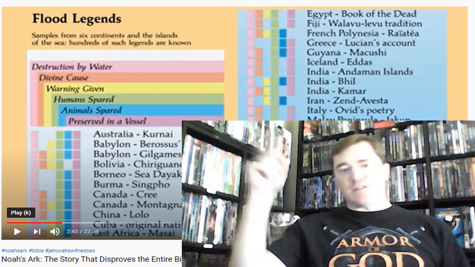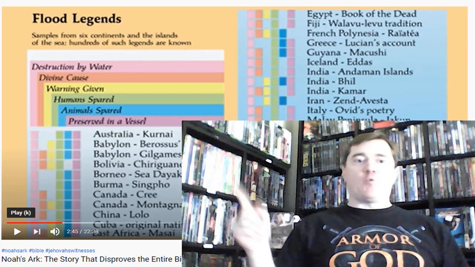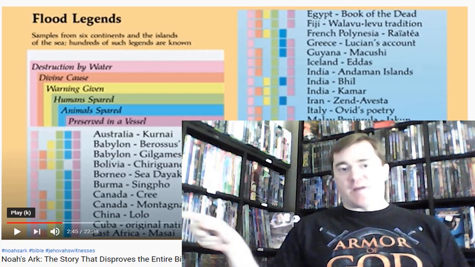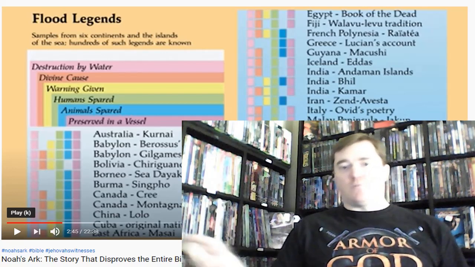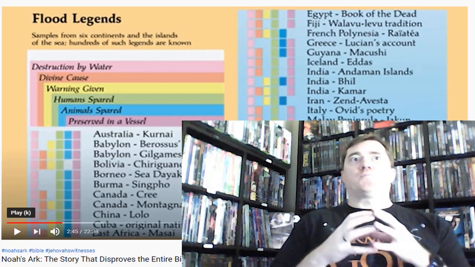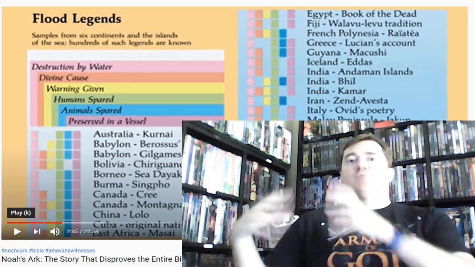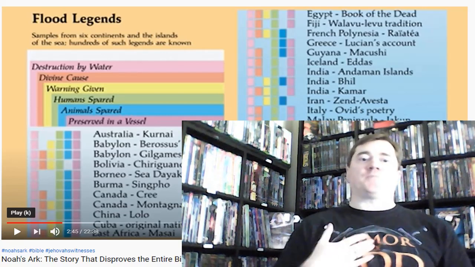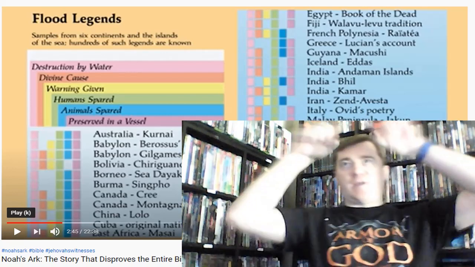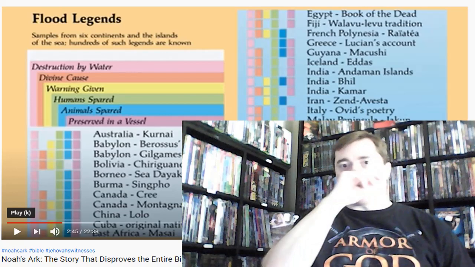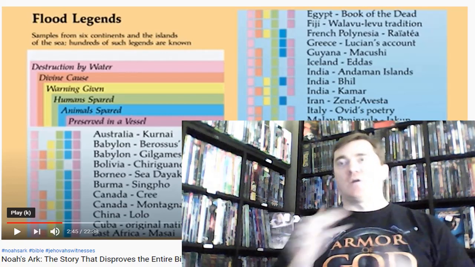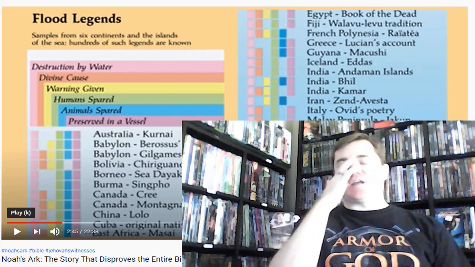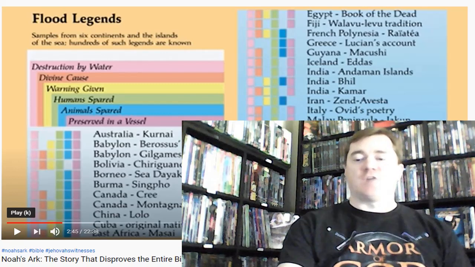And as you can see, it says destruction by water, divine cause, warning given, humans spared, animals spared, and then preserved in a vessel, which are some of the facets of the Noah's Ark story, okay? And I know my picture's cutting out some of them, and that's why this is going to become important, because I'm going to point out some of these. At the end of this video, I'll put up the chart where he checked off a bunch of these, and I will talk about that.